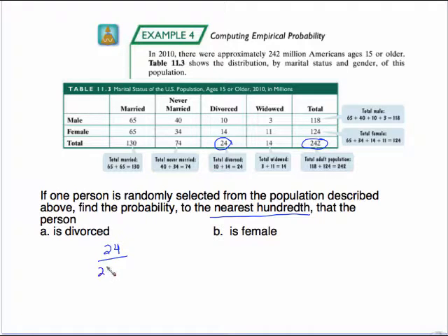So it's 24 over 242, and they want us to change that to a decimal and round it to the hundredths place, which is 0.10. And because we're rounding to the hundredth, you do need to write that 0.